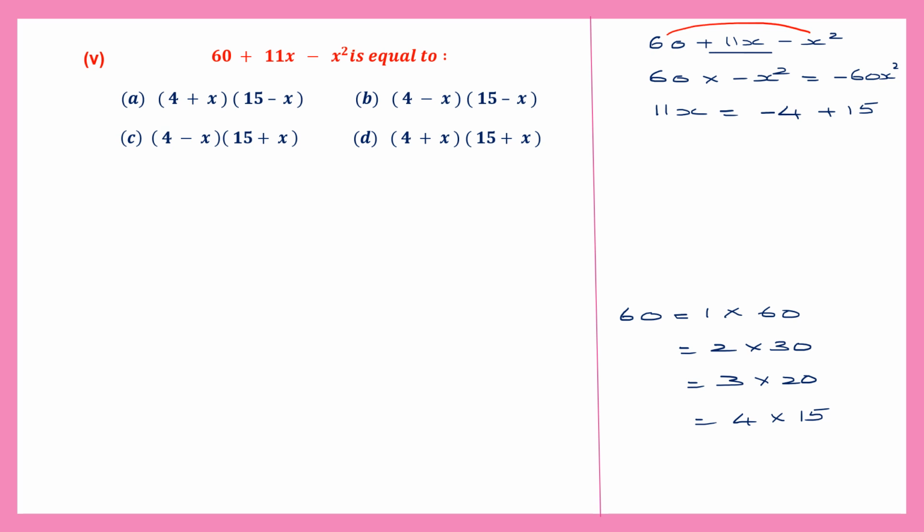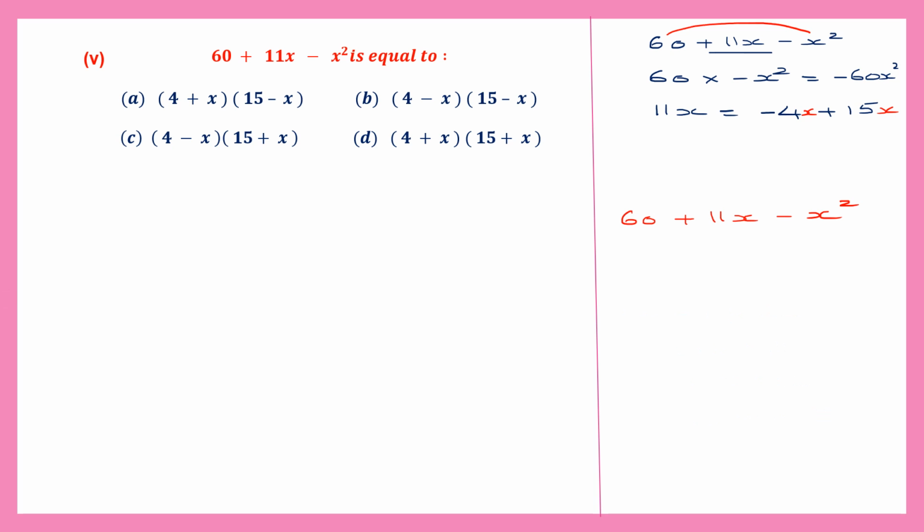So if I add an x here, minus 4x and 15x, I will get 11x. So when I add it up, I'm getting 11x. When I multiply, I will get minus 60x squared. So these are the two numbers that we have split 11x into. So let's rewrite this. Now I can rewrite this as 60 minus 4x plus 15x. So I have split this middle term, and then minus x squared. Now again I can group it and get my factors.